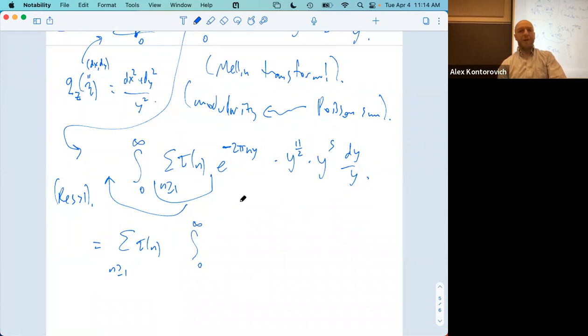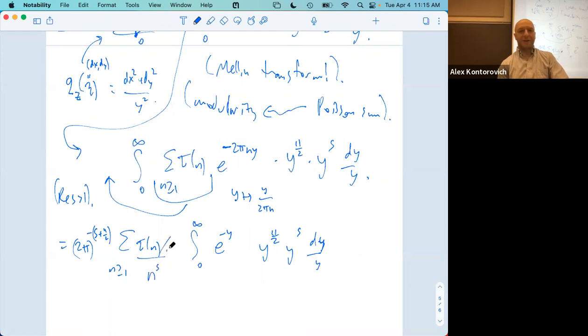Now, what do I want to do with this integral? I want to make this look like e to the minus y. I know what e to the minus y times the power is. So I'll make a change of variables. I'll replace y by y over 2 pi n. The power measure won't change anything here. I'll just get the same y to the 11 halves and the same y to the s, dy over y. There's just going to be a factor of 2 pi n to the 11 halves plus s in the denominator. So I'm going to write that as 2 pi to the minus s plus 11 halves and an n to the minus s plus 11 halves.